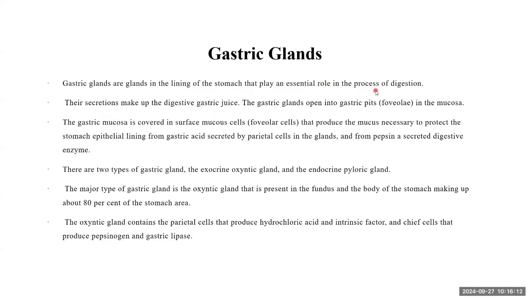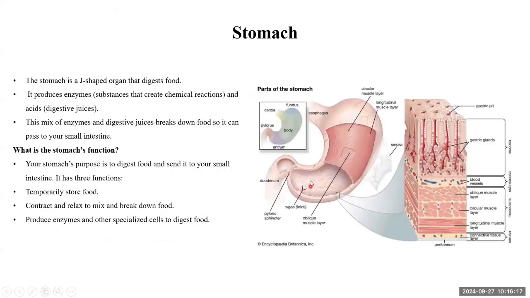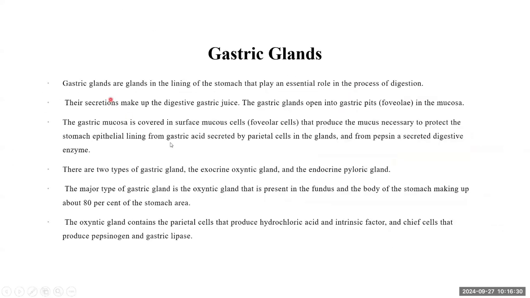As we discussed in the stomach's anatomy, this inner part is called the mucosa. So gastric glands are present here in the mucosa, in the innermost side of the stomach, or I would say the room or the cavity of the stomach. Their secretions make up the digestive gastric juice. The gastric glands open into gastric pits, foveolae, in the mucosa, which are small openings in the stomach. So the gastric mucosa is covered with surface mucus cells. These mucous cells are very important.